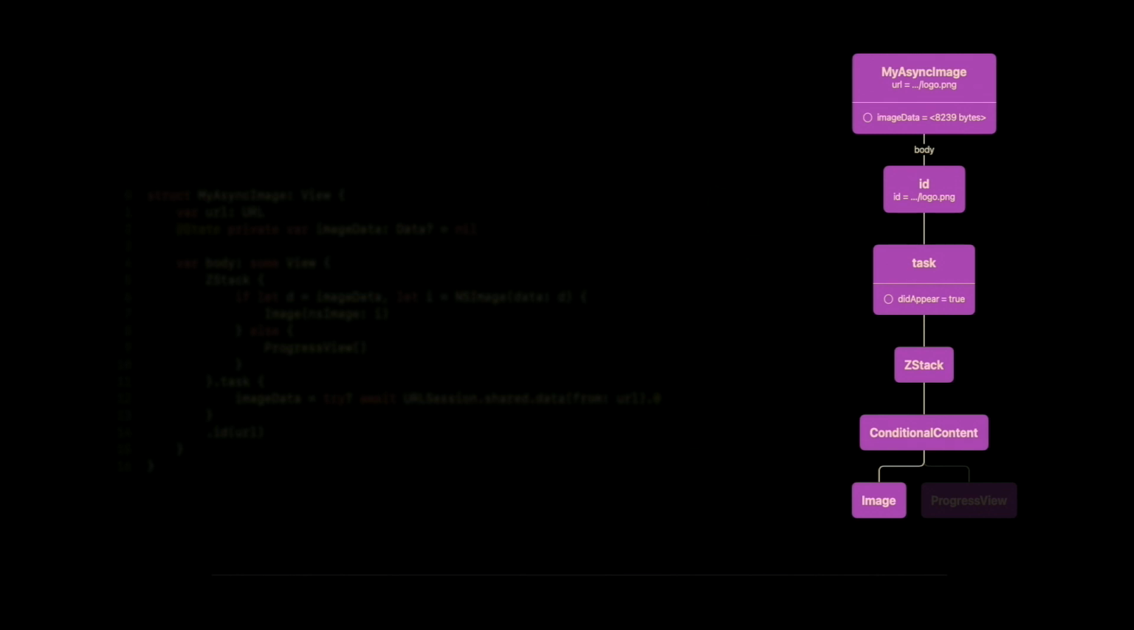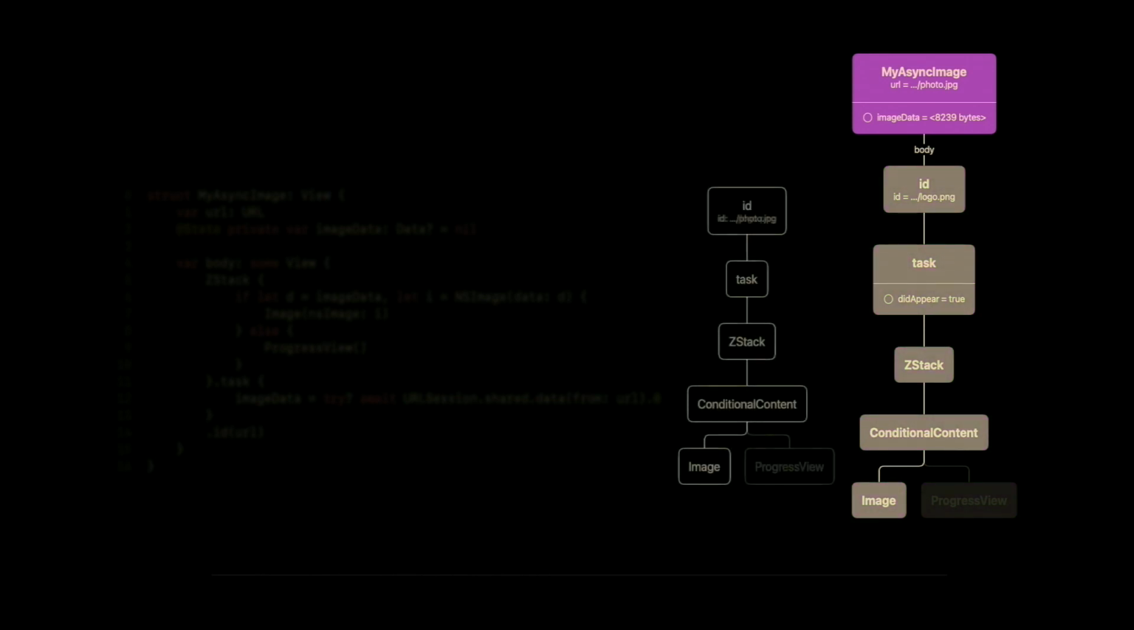So we displayed our logo. We have the data loaded. We have the logo.png as our identity. And now we're going to change to photo.jpg. So our URL changes to photo.jpg, which means the view tree is invalidated. And this is where it gets a little bit weird. SwiftUI constructs a new view tree with the new identity. And we can see the difference, right? In the render tree is logo.png, whereas in the view tree, it's photo.jpg.